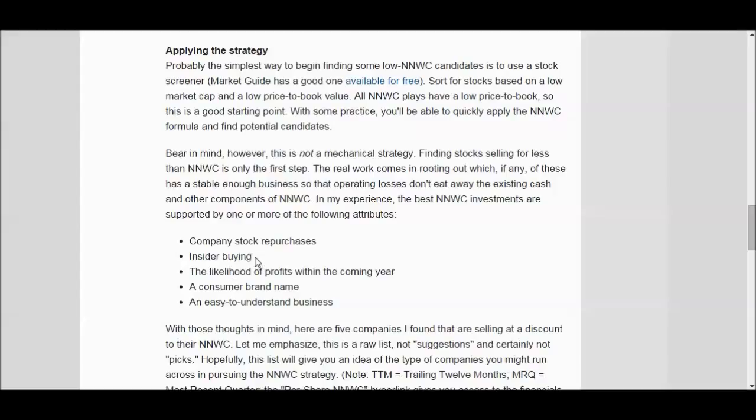Are the executives buying shares, right? The people that are actually running the company, do they have faith in it? Are they buying the shares? Is the company itself buying its own shares? Does it have sales? Does it have profits? Do you actually understand the business? Those are things you may want to consider if you do delve into using price to net working capital to find those penny stocks. Okay.